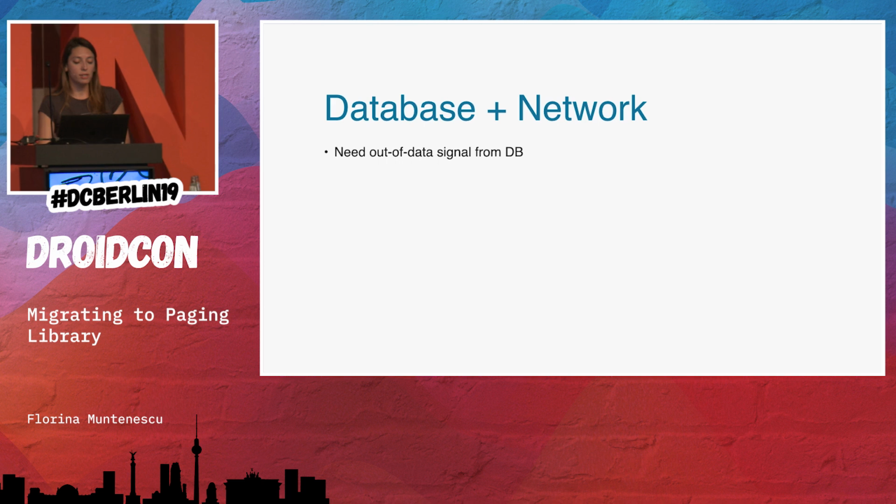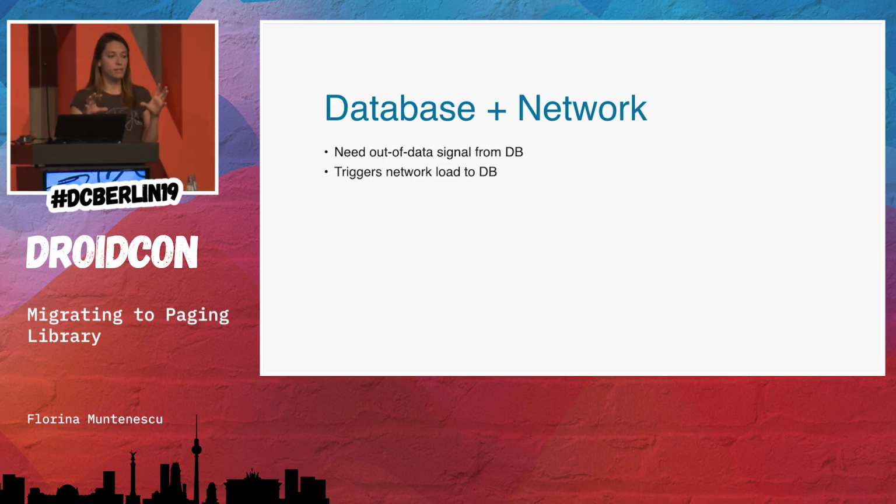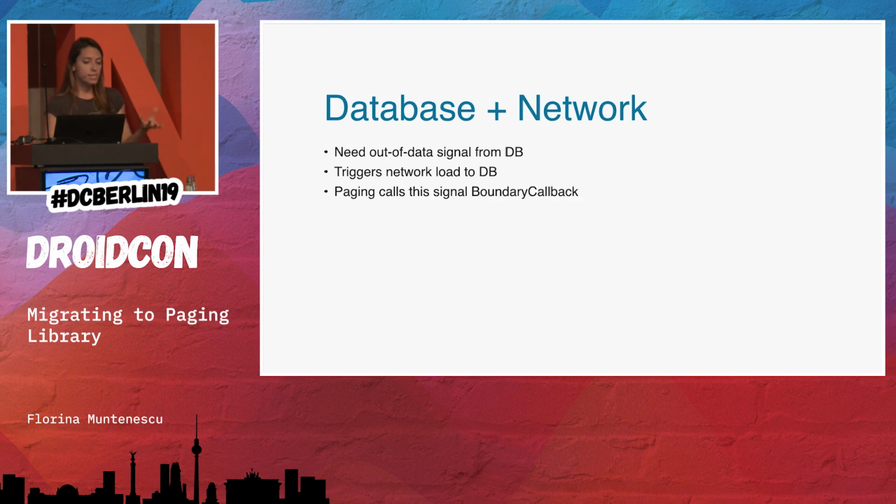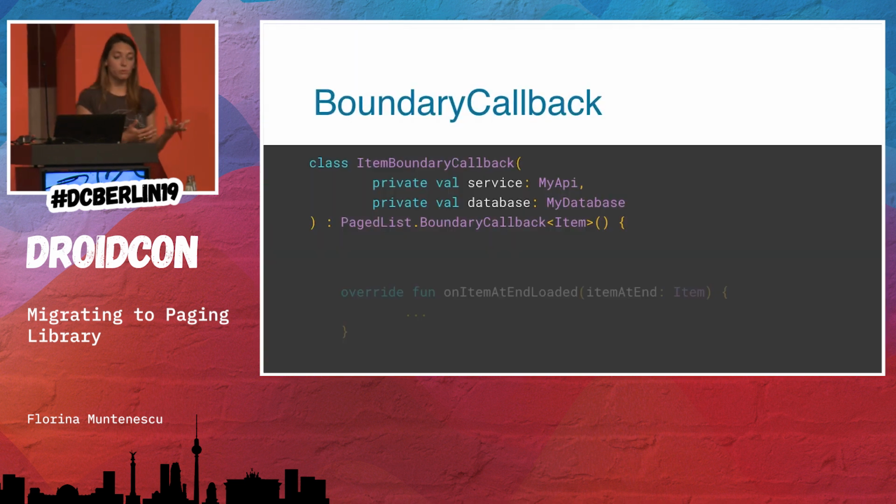So the database and network concept needs an out-of-data signal from the database. You need to know, okay, when do I need to request more data? This also means that you're triggering network load to the database. So this signal of I need more data is implemented in the paging library as a boundary callback. So in the boundary callback, you would work with your API and your database. And you would implement a PagedList BoundaryCallback of the type of item that you're working with.